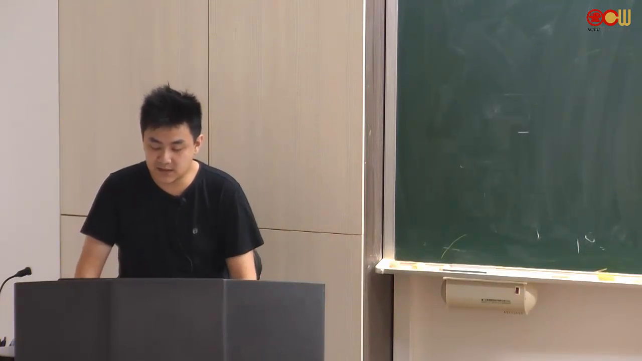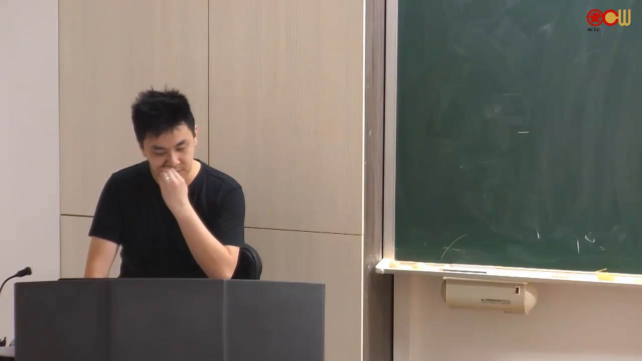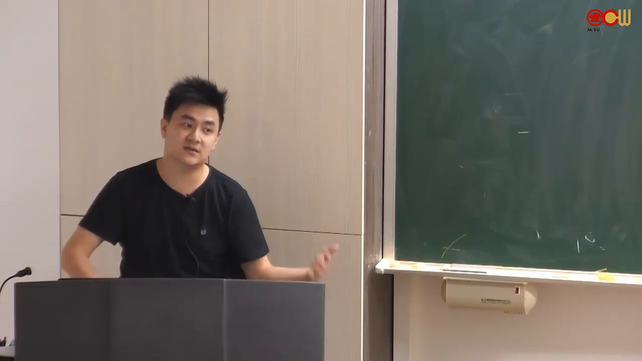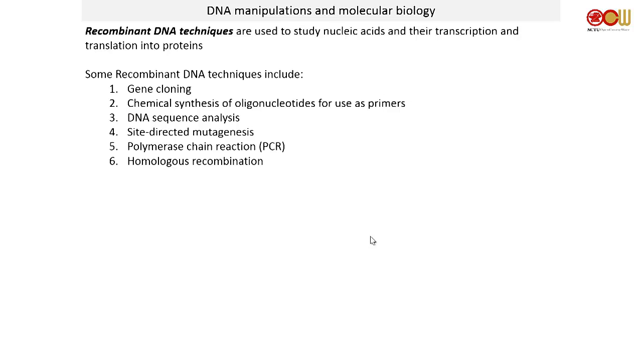Recombinant DNA techniques are used to study nucleic acids and their transcription and translation into proteins. A long time ago, before recombinant DNA, it was actually quite difficult to study something, because you need a sufficient amount of DNA before you can study it. Recombinant DNA does that for you. Some recombinant DNA techniques include gene cloning, which is very essential, and chemical synthesis of oligonucleotides. We'll see that today because you need small oligonucleotides to serve as primers for PCR.